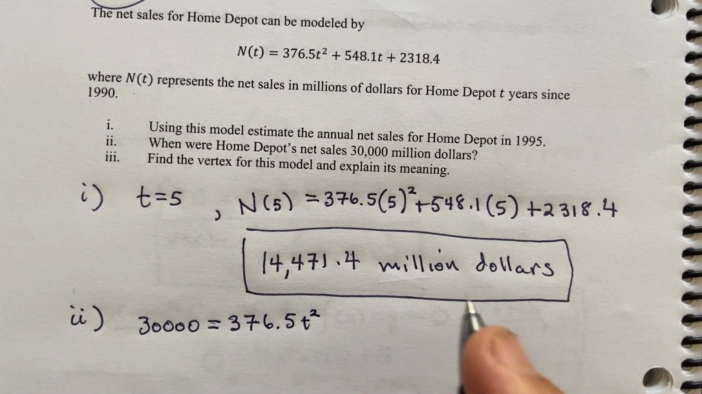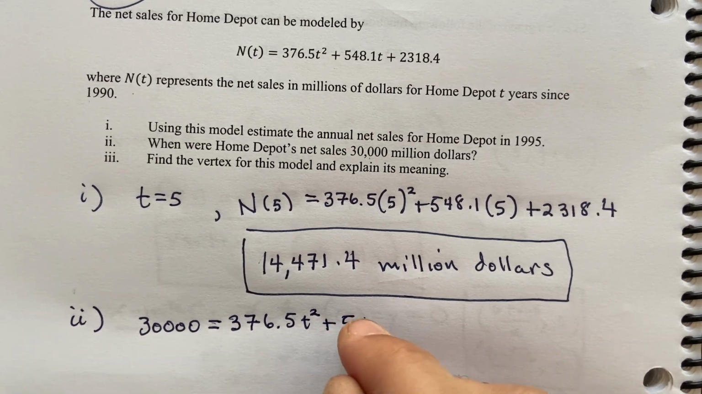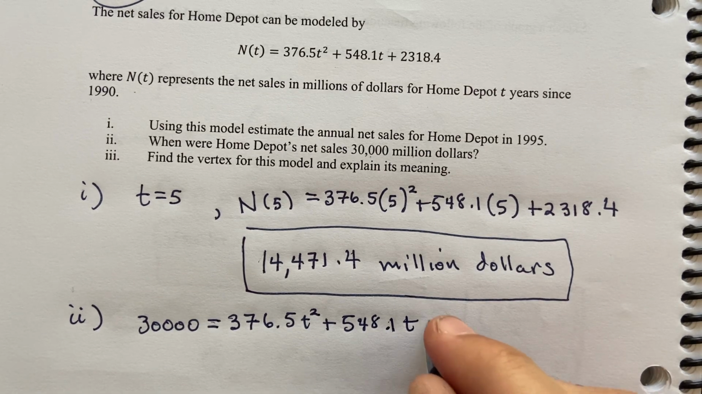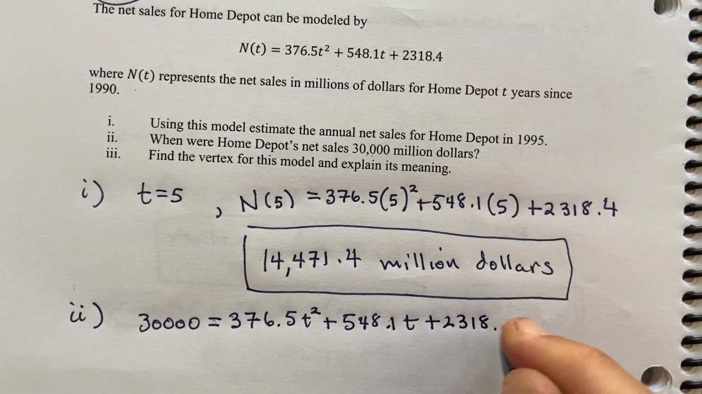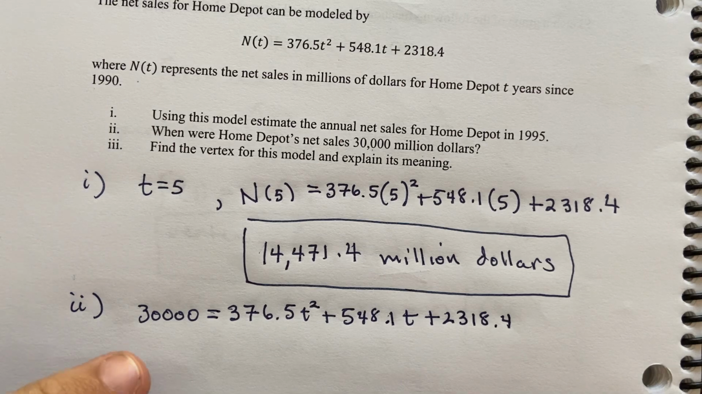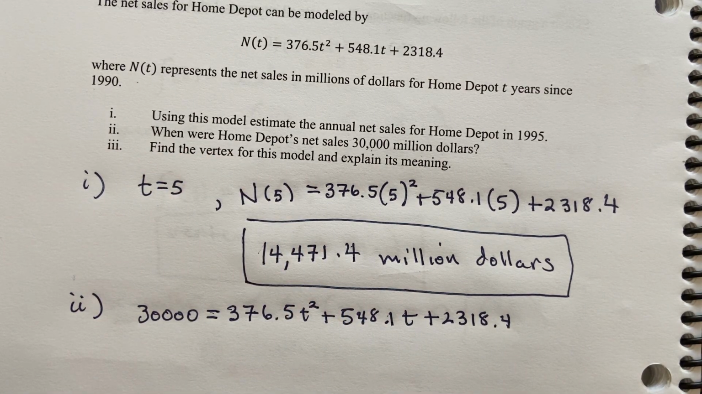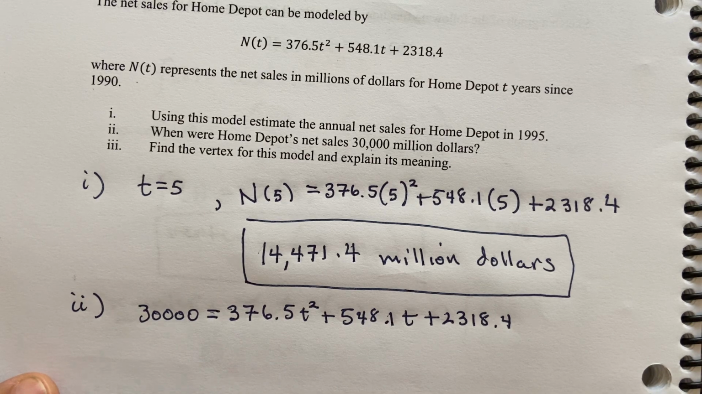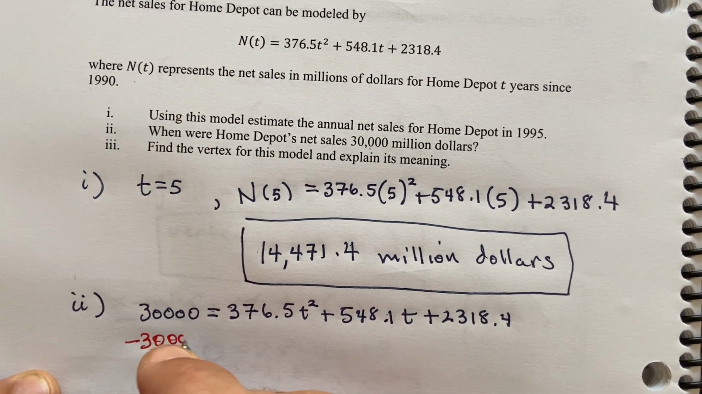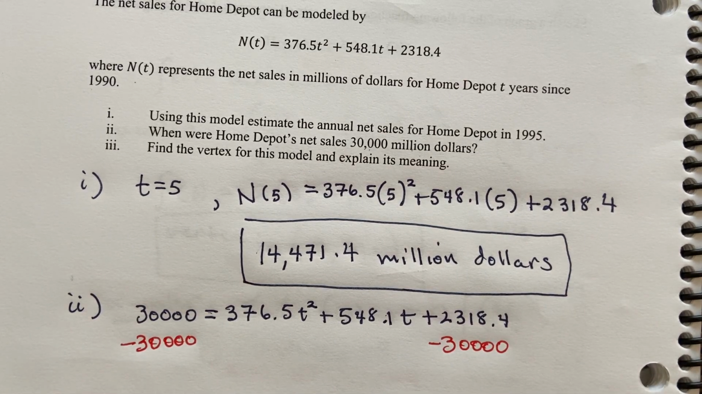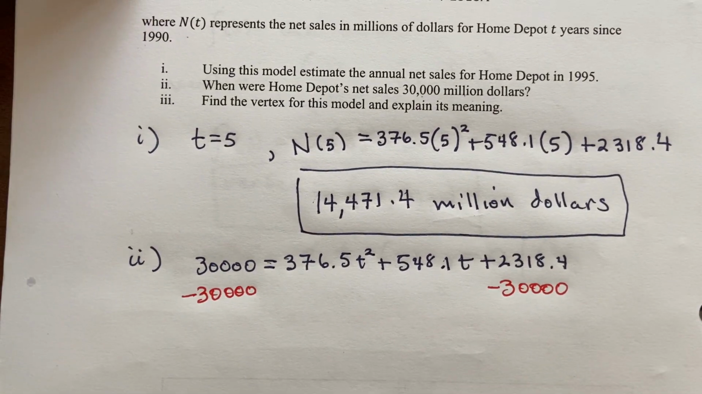So 30,000 would equal 376.5 times t squared plus 548.1 times t plus 2,318.4. So I want to solve this for t, right? When were Home Depot's net sales? So I'm looking for t here. If I want to use the quadratic formula, I need to get a 0 on one side. So I'll subtract 30,000. I need that 0 to be able to use the quadratic formula.